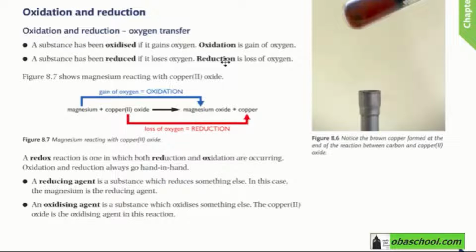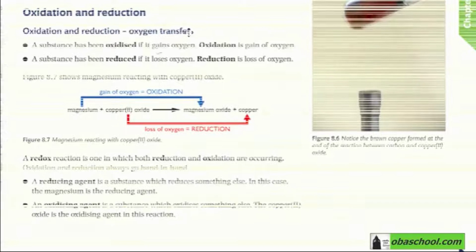So we have oxidation, reduction, oxidized, reduced, reducing agent, and oxidizing agent. You must understand and be aware of these terms. So let's start with oxidation and reduction. We will explain what oxidation and reduction mean.